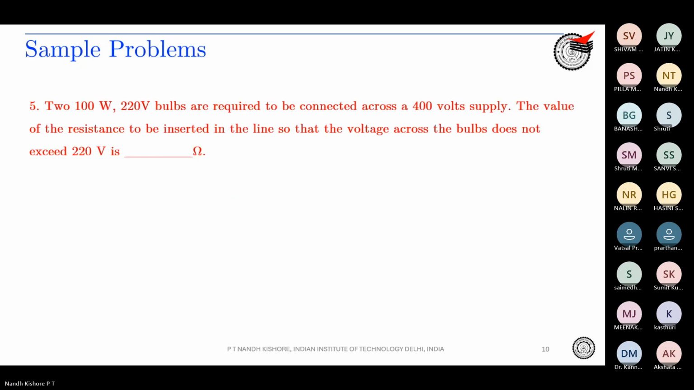That is, 200 watt, 220 volt bulbs are required to be connected across a 400 volt supply. The value of the resistance to be inserted in the line so that the voltage across the bulbs does not exceed 220 volts is dash.